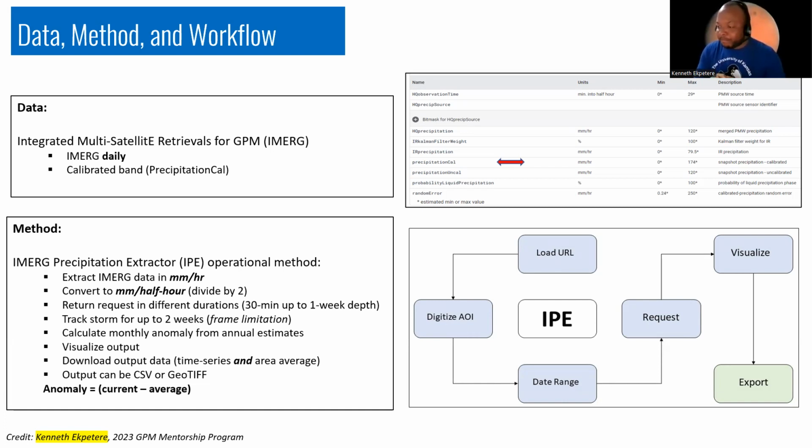I was able to use Google Earth Engine to build this web application, and we are focused on looking at the daily data. We have the monthly too, and I made sure I focus on the calibrated band, so I reduce the uncertainties that come with using remote sensing data for such analysis. So basically what we needed to do was simple. I needed to develop a web application that will let users draw their area of interest. It could be a point, it could be a watershed, and then you could select the date range, and you could send a request to pull out precipitation from 30 minutes up to 1 week.